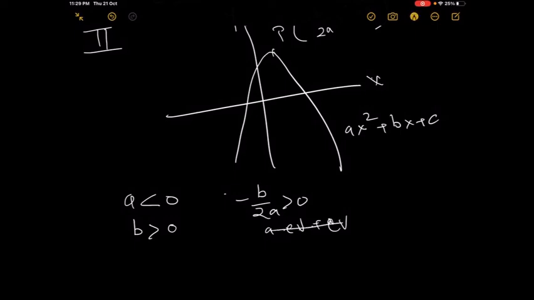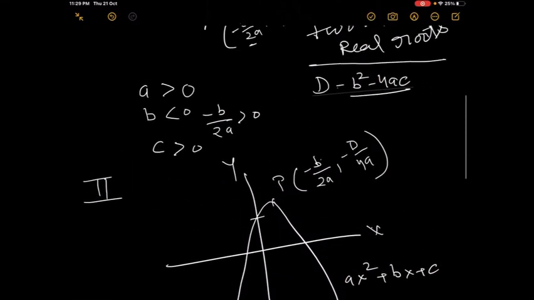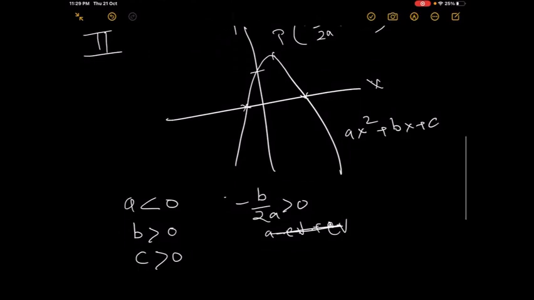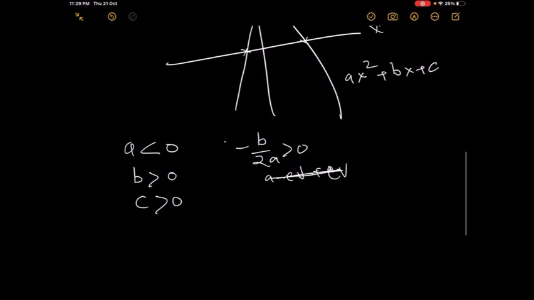Okay, and what about c? c is the intercept on the y-axis, so this is positive, so c is also greater than 0. This is one case. And what about the roots of these equations? This equation again has two distinct real roots, one negative and one positive. That we can see clearly in this figure.